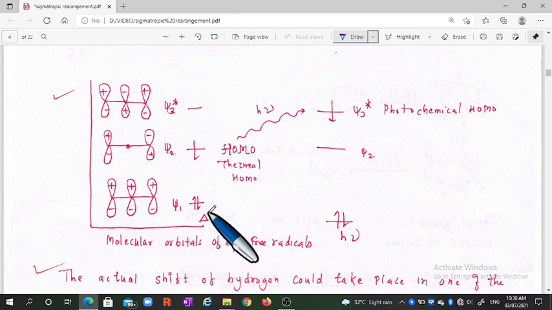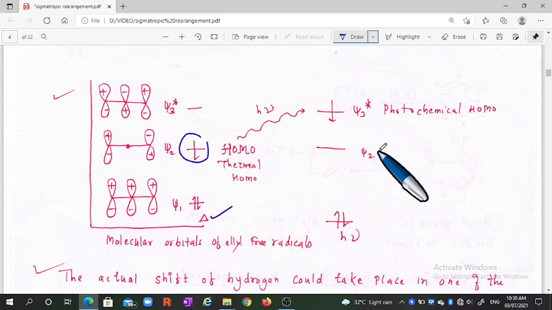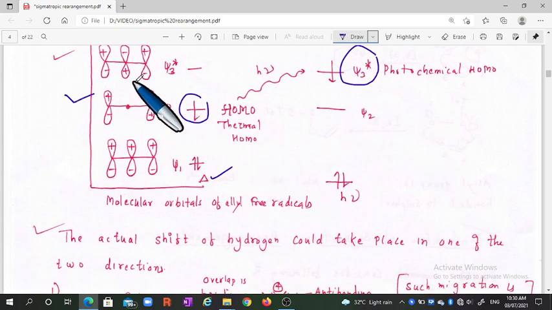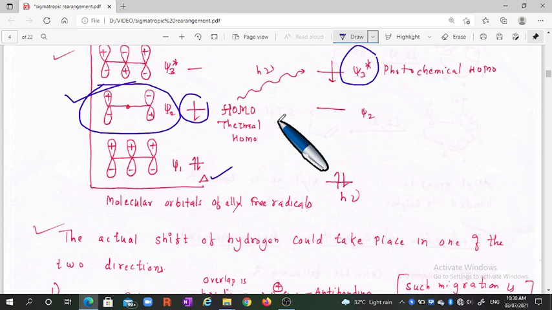For explaining this, we will consider the HOMO, whether a reaction is photochemically allowed or thermally allowed. If it is thermally allowed, we will consider the HOMO, and if it is in the photochemical range, we will consider psi 3 star as the HOMO, and we will try to explain why the reaction is not photochemically allowed and why it is not thermally allowed. Let us discuss for thermal condition. That is our psi 2, which is our HOMO, and we will consider this for explaining why the reaction is not thermally allowed.